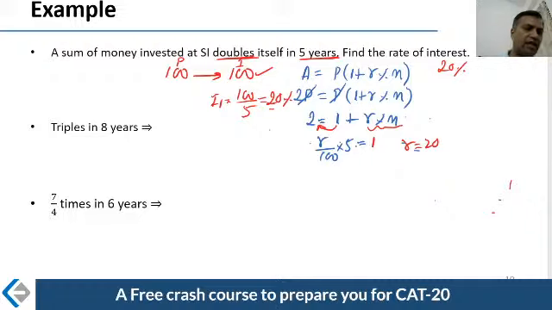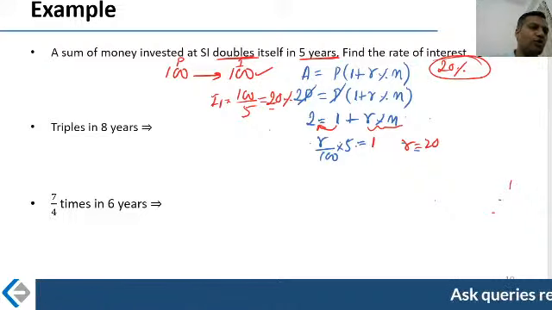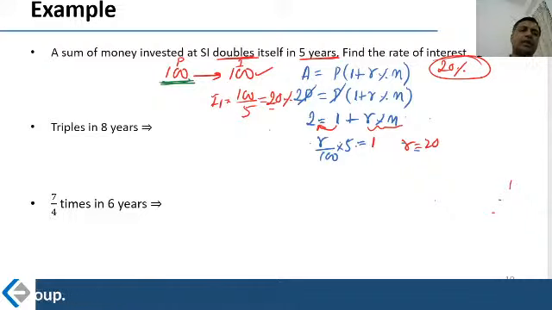Why did you take 100? Because the rate of interest is anyway in percentage. If it is a percentage, then why don't you take the base as 100? Why take some other base? Take the base as 100. Life is easy, and the calculation becomes much easier here.